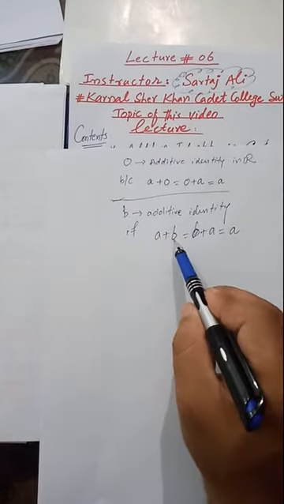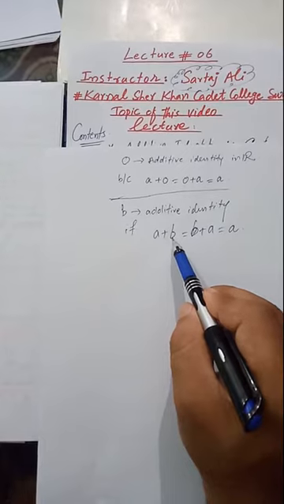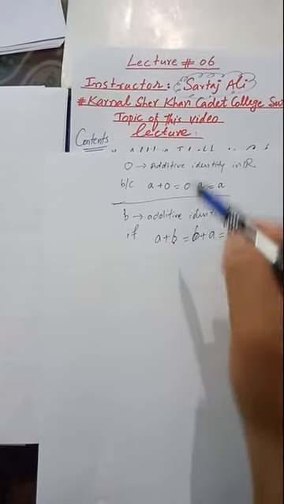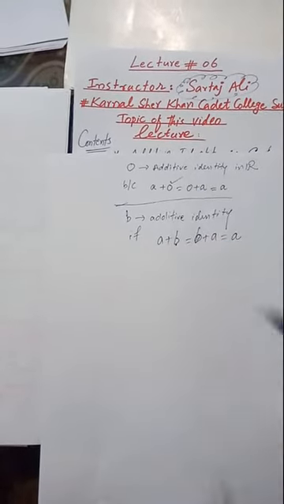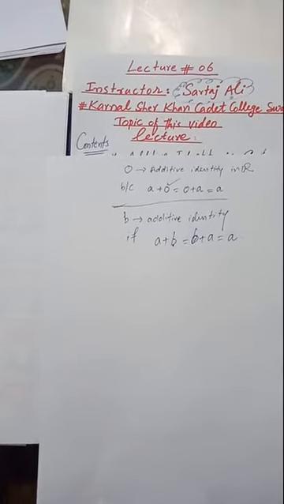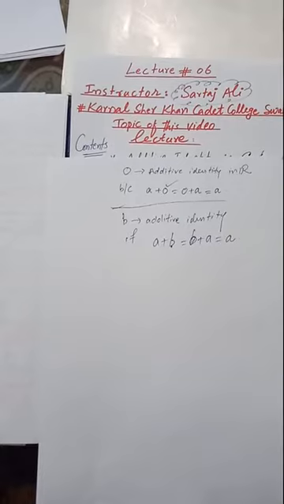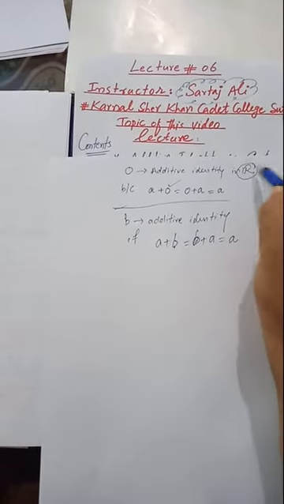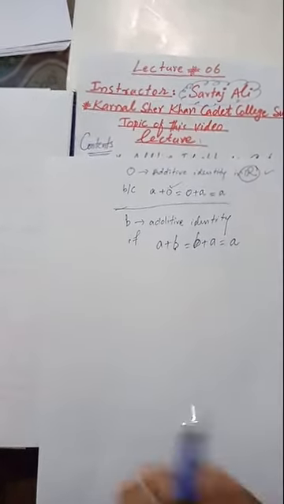So this B is called the additive identity. Now in case of the real numbers, the additive identity is 0, because by adding 0 to a number, that number is not changed when you add 0 from left or right. So in case of the real numbers, the additive identity is 0.